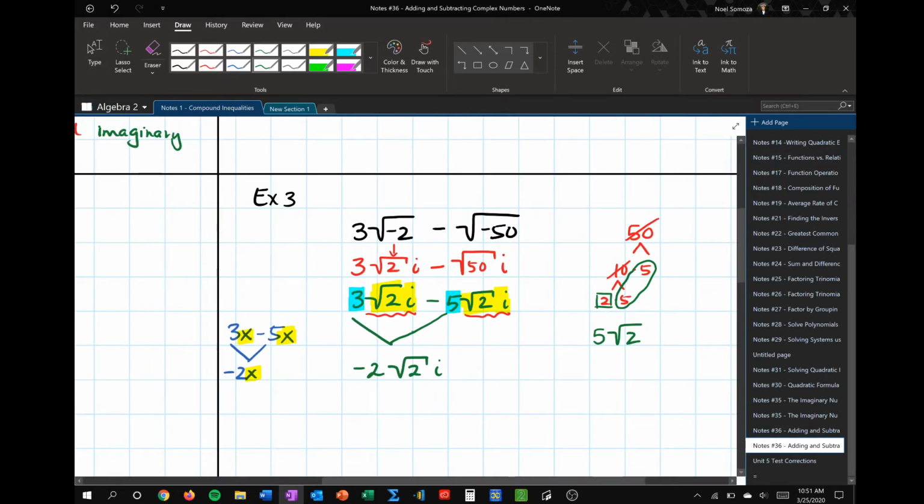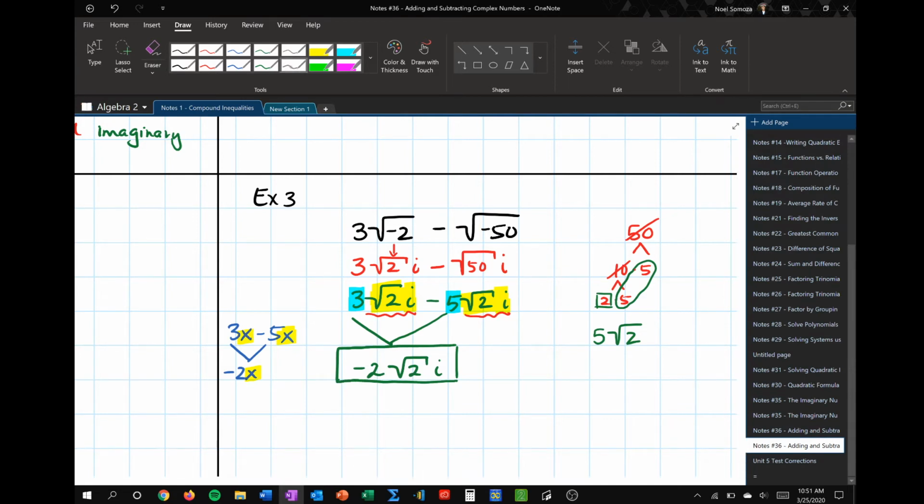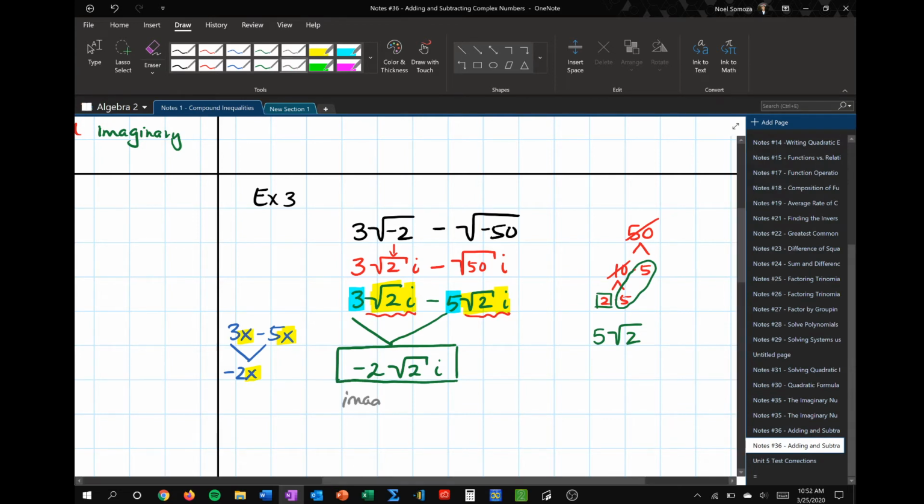So this ends up giving us this as the final solution. Notice that this is only imaginary. There was no real component to this number. There is no a. It's just a bunch of b. Think of this as your b being equal to negative 2 root 2.